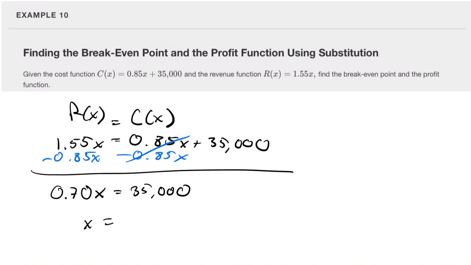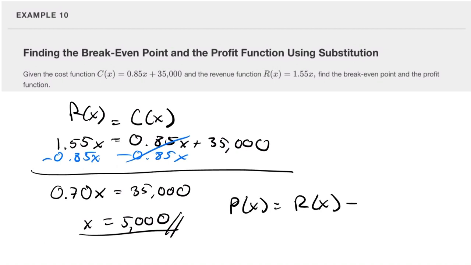Hey Google, what's 35,000 divided by 0.7? 35,000 divided by 7 is 5,000. 5,000, okay. So if we produce and sell 5,000 units, that's our break even. Anything over 5,000 is going to be a profit. So once we sell one more than that, then we start to turn a profit. And then our profit function is going to take on the form revenue minus the cost.